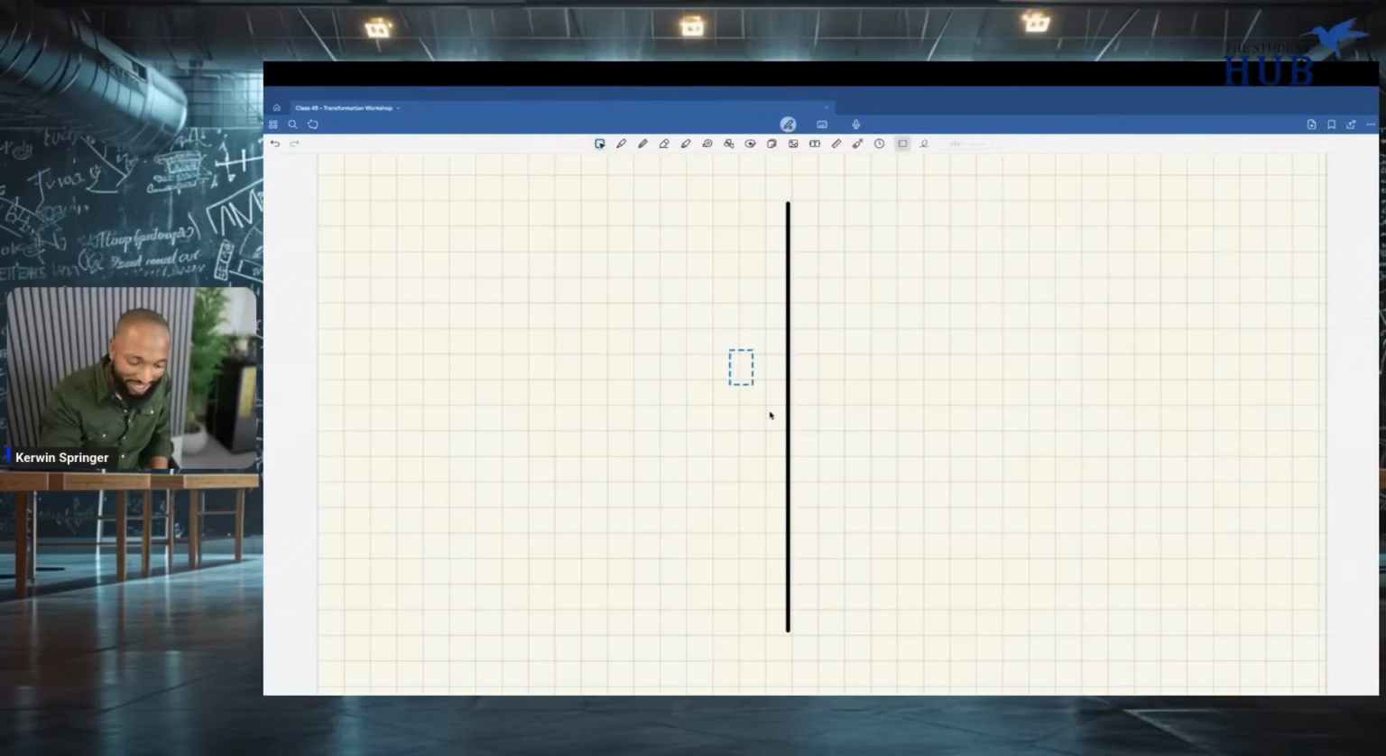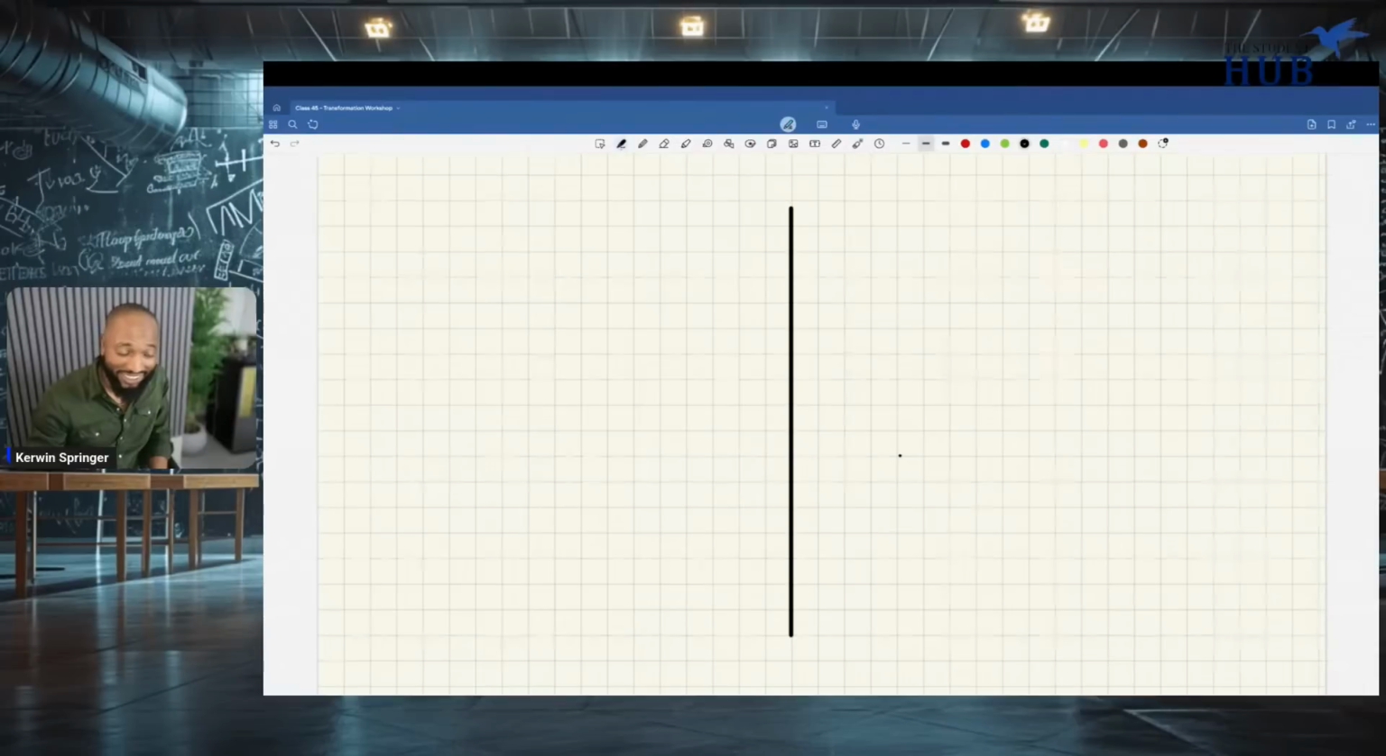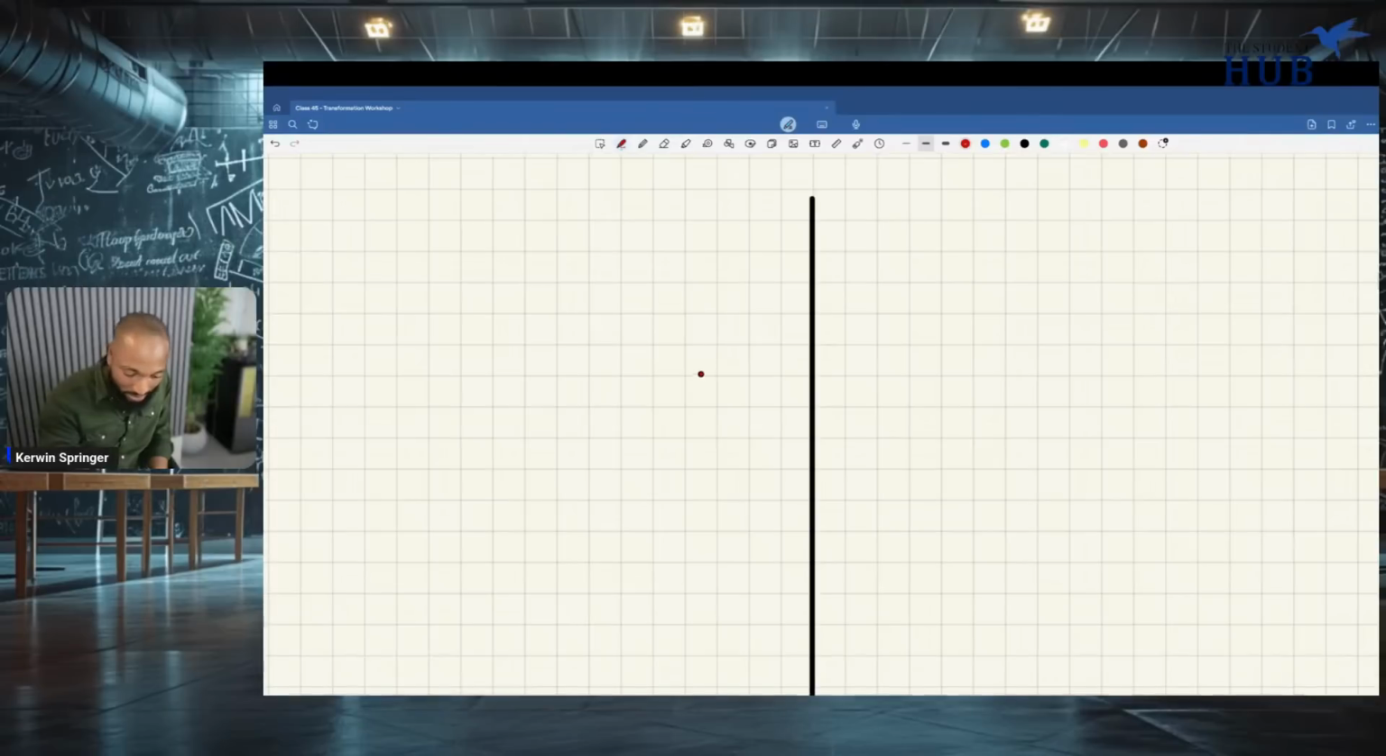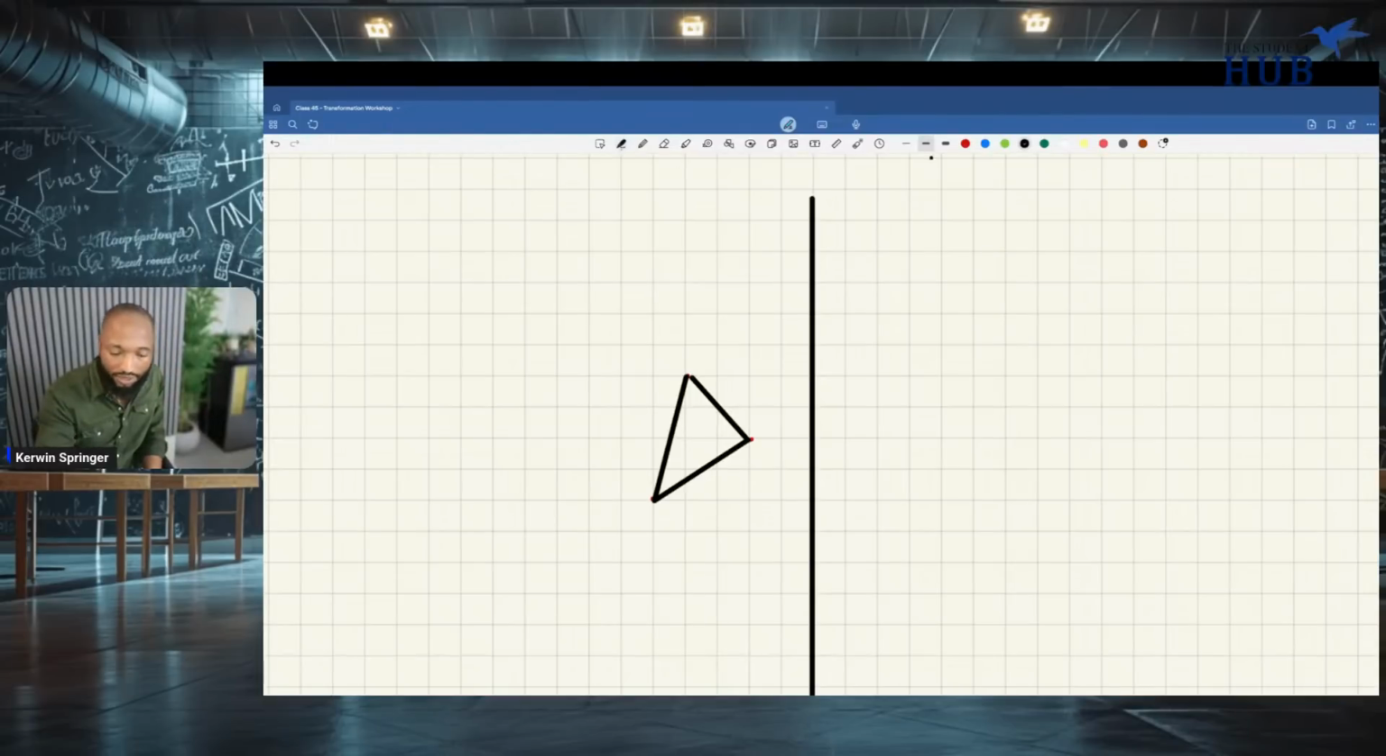Let me show you some love and reflection. So maybe you have a point like this, and you want to draw the reflection of this triangle. All you need is 90 degrees to the mirror line. So each one of these needs to go 90 degrees to the mirror line.